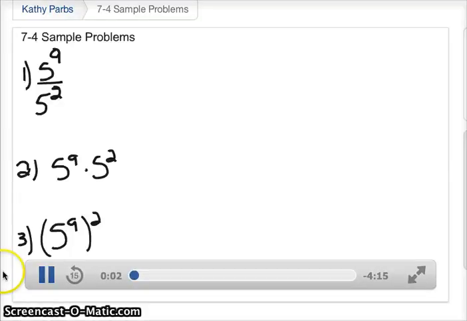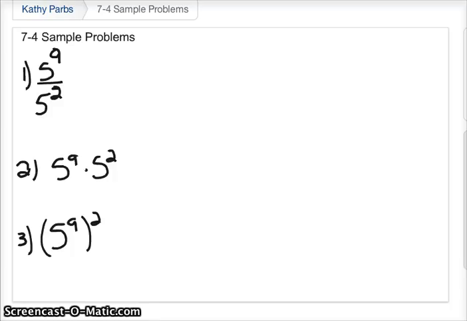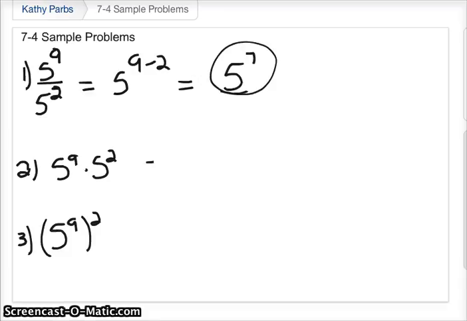Okay, these sample problems are over simplifying expressions where you're dividing. When we multiplied, we added exponents. Since division is the opposite of multiplication, we would expect to do the opposite of addition, which is subtraction, and that's correct. So this problem, 5 to the 9th divided by 5 squared would be 5 to the 9 minus 2, which would be 5 to the 7th.